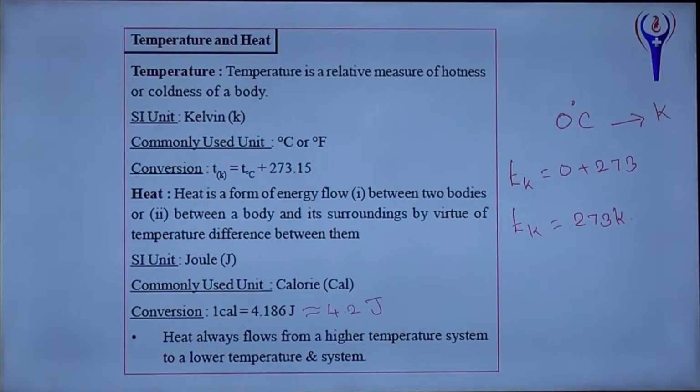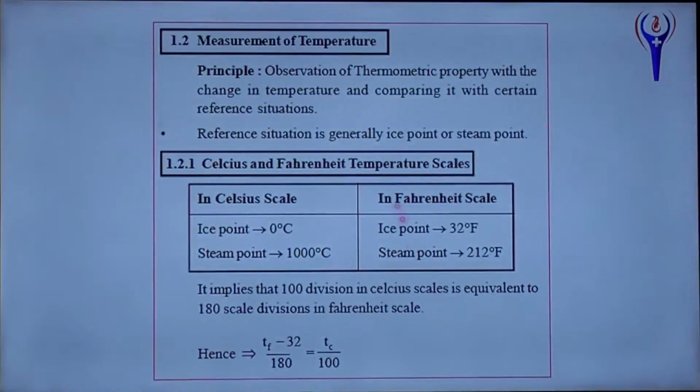The SI unit of heat is joules only, but in nutrition we may use calorie. For example, this food gives this much amount of calorie. So that is a conventional unit of energy. Heat always flows from a higher temperature system to a lower temperature system. Measurement of temperature: observation of a thermometric property with change in temperature and comparing it with certain reference situations, generally the ice point and steam point.